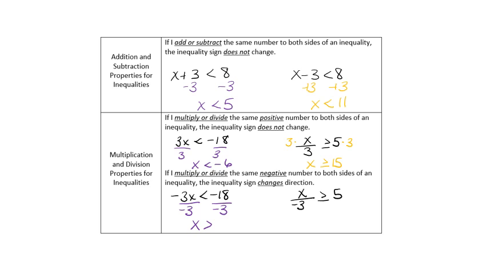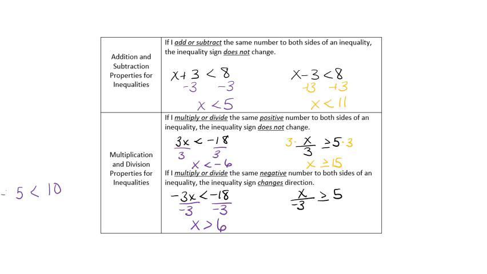So -8 divided by -3 is a +6. And you might say to yourself, okay, why did I have to switch the inequality sign? So let's look at that real quick. Let's say I have 5 is less than 10. That's a totally true statement.